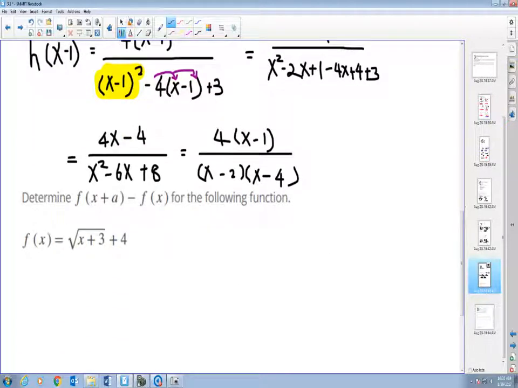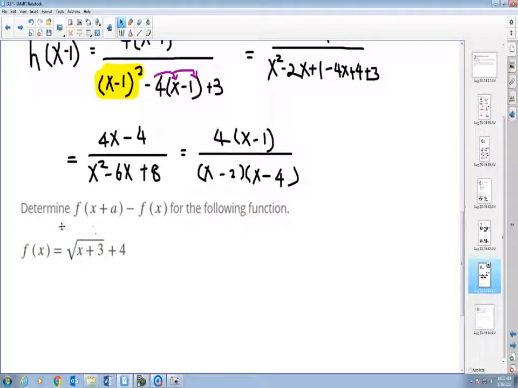All right. Now this one is finding, determine f of x plus a minus f of x. So what's going on here is we need to evaluate, okay, at x plus a, and then we're going to end up subtracting our original function, which is the f of x. So remember, f of x is your function. Okay, so let's do the first part. Okay, evaluating f of x plus a real quick.